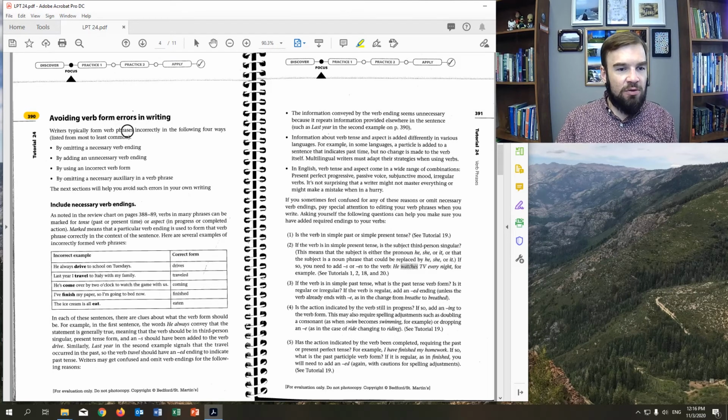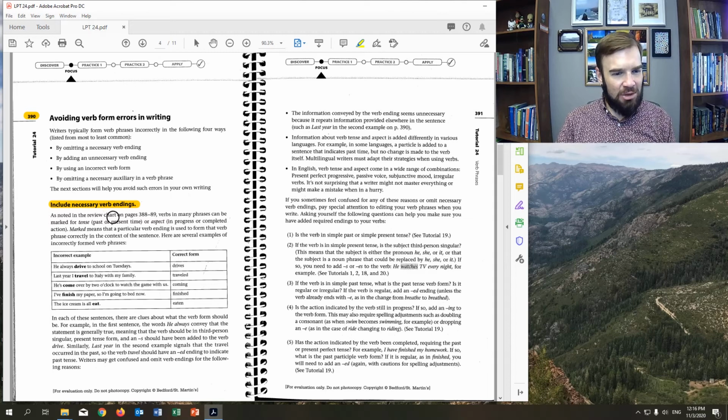So writers typically form verb phrases incorrectly in the following 4 ways, listed from most to least common. First, by omitting a necessary verb ending. Next, by adding an unnecessary verb ending. Then by using an incorrect verb form. And finally, by omitting a necessary auxiliary in a verb phrase. So the next sections will help you avoid such errors in your own writing. So you must include necessary verb endings.